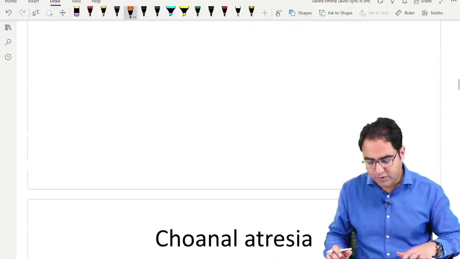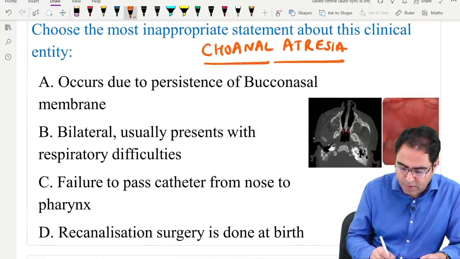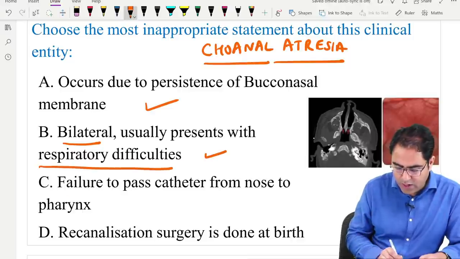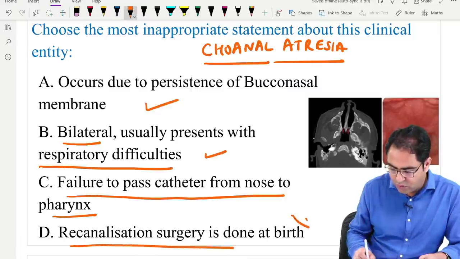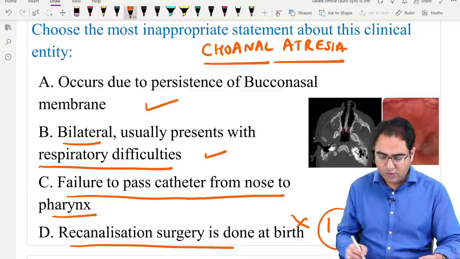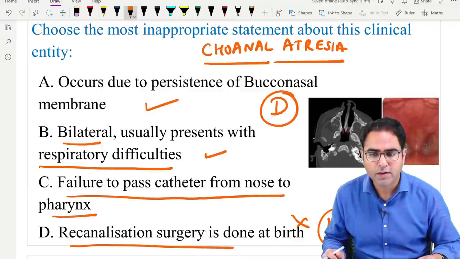Okay, let us see this question, which is not true about choanal atresia. It is due to persistence of the bucconasal membrane, correct. Bilateral has respiratory difficulty, yes. You cannot pass a catheter from nose to pharynx, yes. Recanalization is done at birth, wrong. It's done at 1 year or later, beta. The answer to this question is D, beta. D. Everybody clear, beta? Fine.